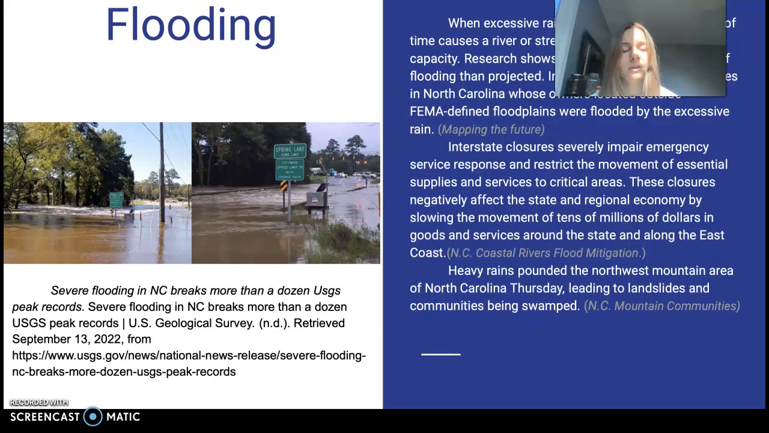Heavy rain pounded the northwest mountain area of North Carolina, and it turns those mountains into treacherous landslides, and communities are swamped, mountains are being eroded. The flooding is causing pooling at the bottom of those mountains, affecting the communities as well as the structural buildup of these mountains.